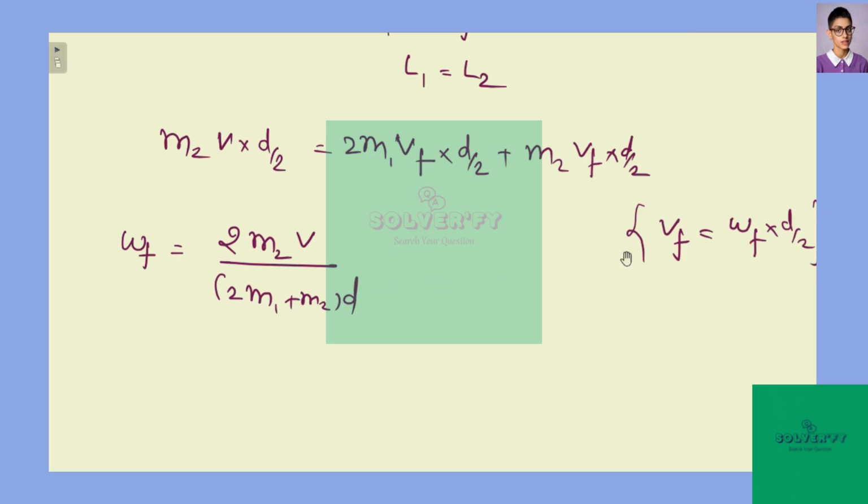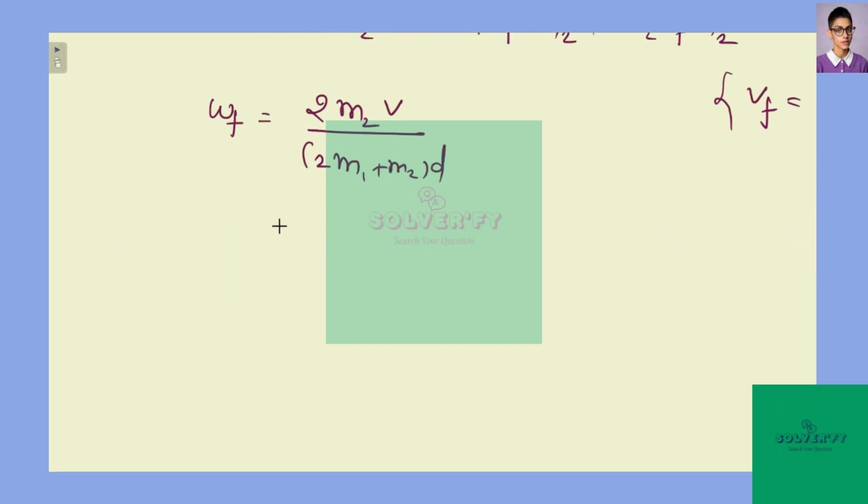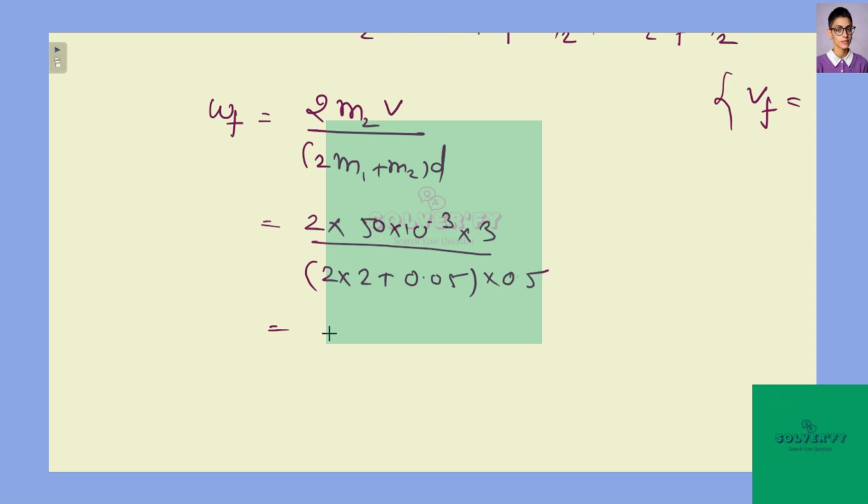Now put all the data in this equation and we get the angular speed. This is 2 into 50 into 10 to the power minus 3 into 3, upon 2 into (2 plus 0.05) into 0.5. From here we get 0.148 radian per second. So this is the answer of the first part of the problem.